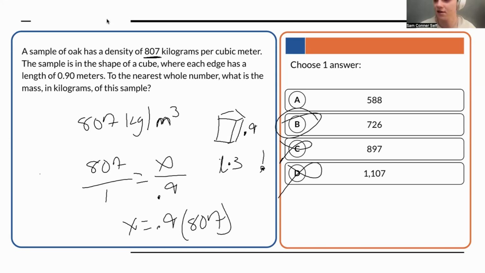All right. Any questions in the chat? Yes, again, make sure you are setting up this ratio correctly and multiplying 807 and 0.9, not dividing.